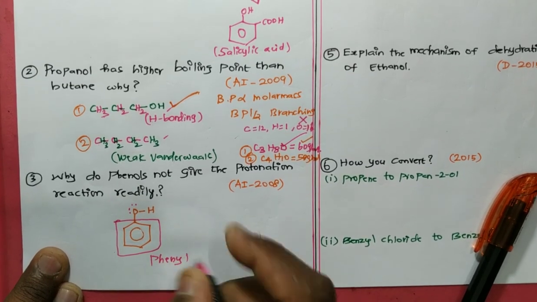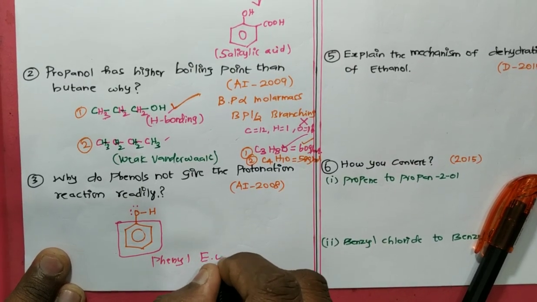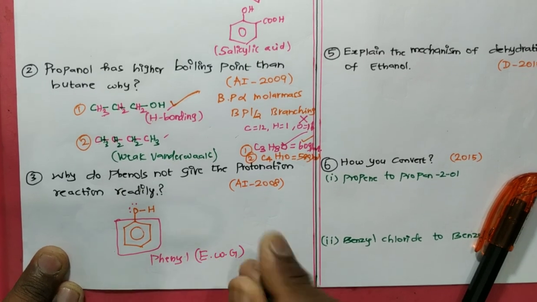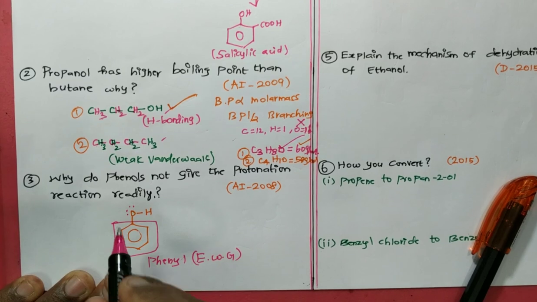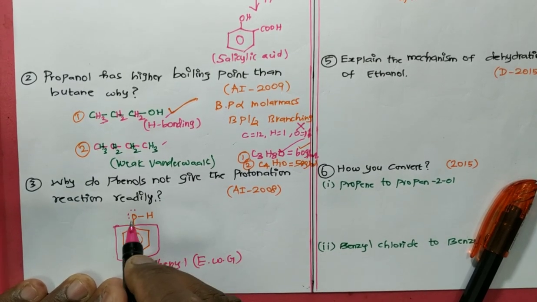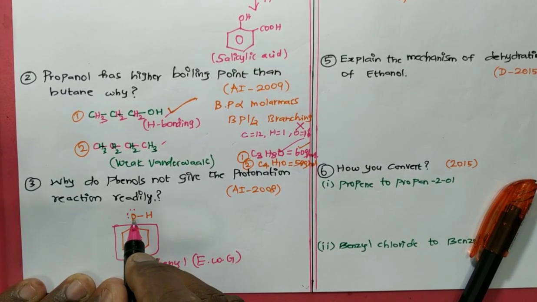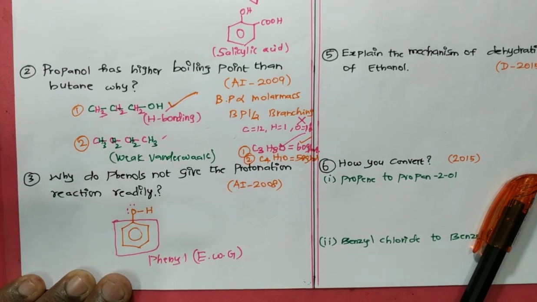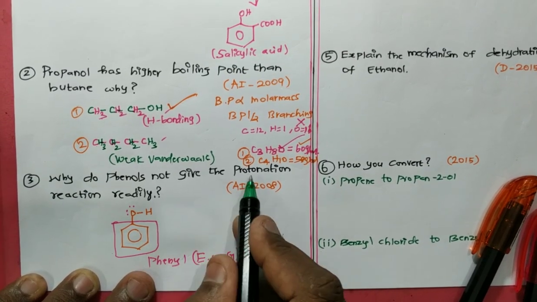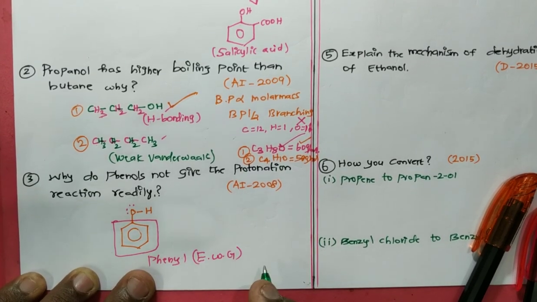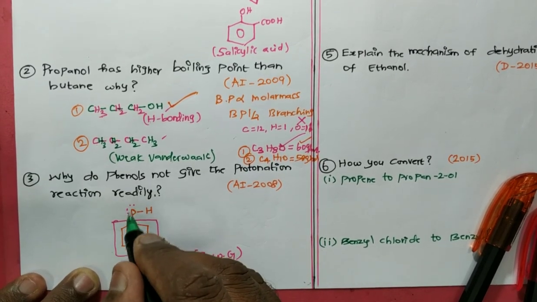That phenyl group is an electron withdrawing group, which pulls the electrons of oxygen, so it does not allow electron density on the oxygen atom in the OH group. That is why it does not allow the protonation reaction readily, because the electron density will not be maintained here.